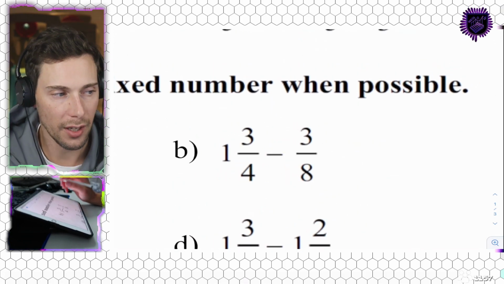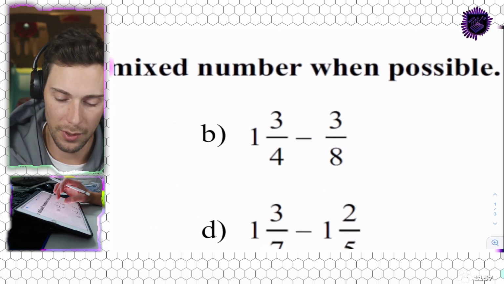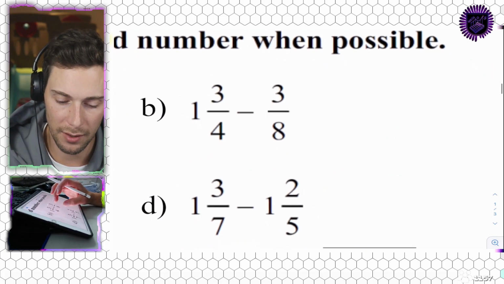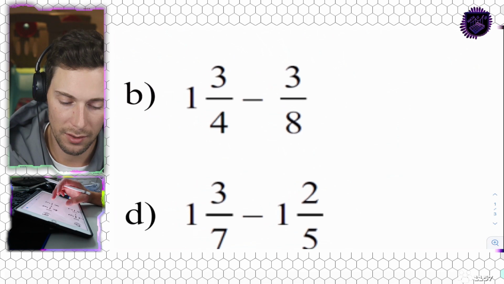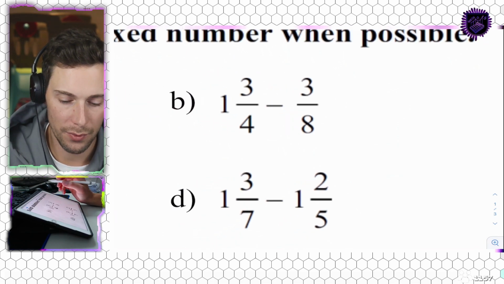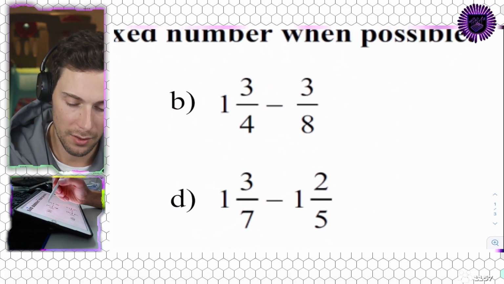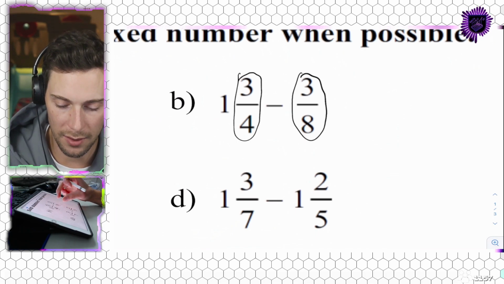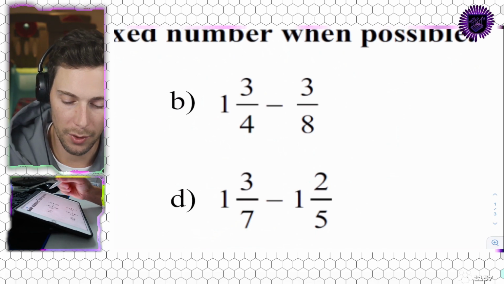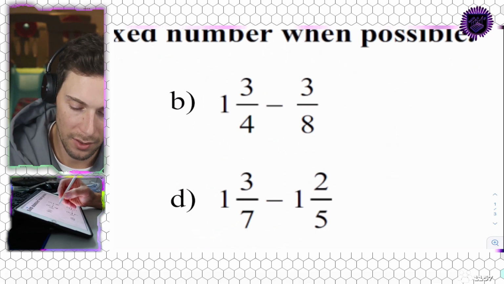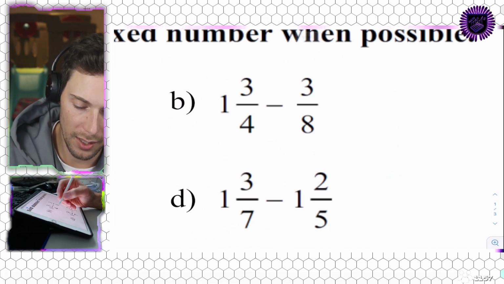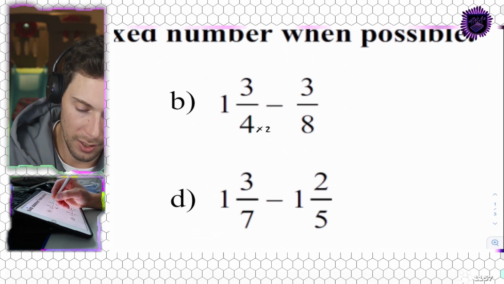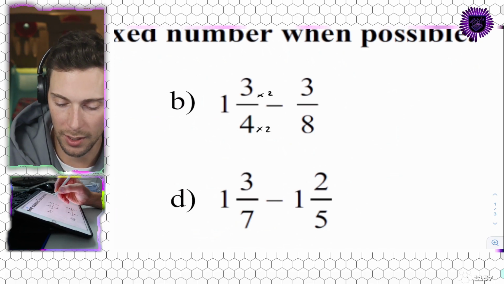Okay, so at this question, I don't think we'll have to do that borrowing type of thing. This shouldn't need to. 3/4 is more than 3/8, so we won't need to borrow. So what we will need to do is find the LCM, which is going to be 8. 4 can go into 8 when you multiply it by 2. You do it to the bottom, you got to do it to the top.